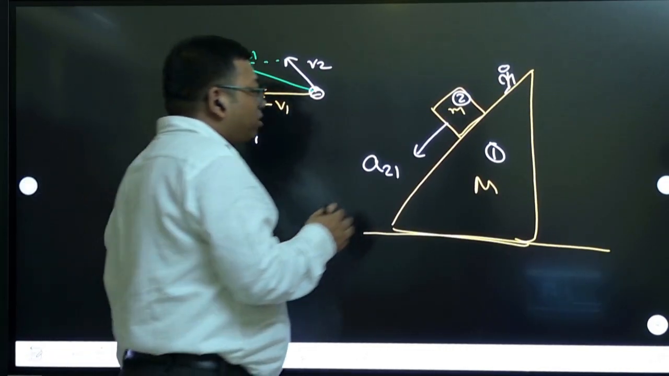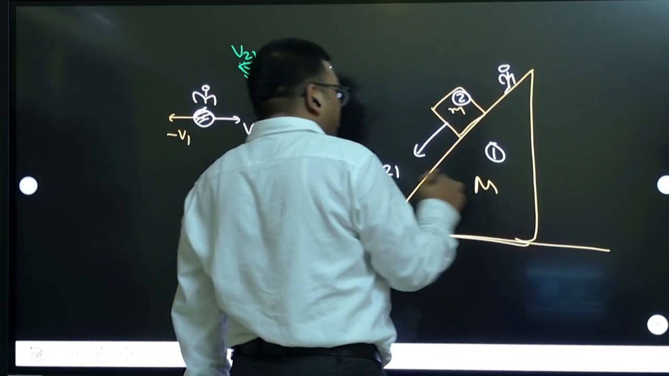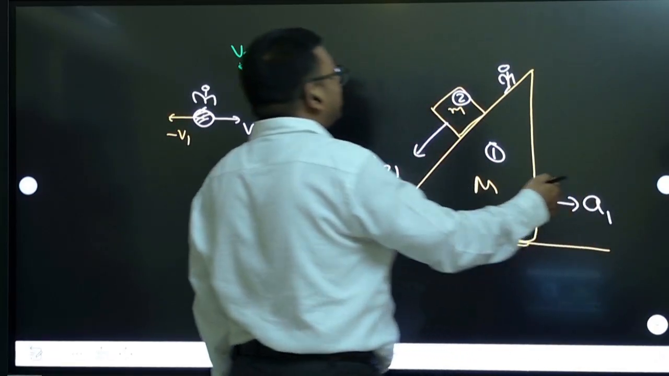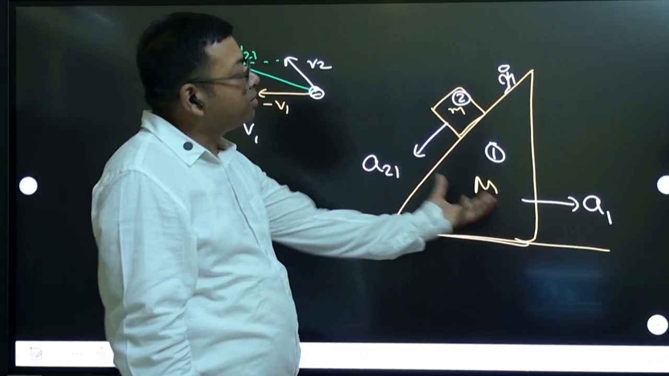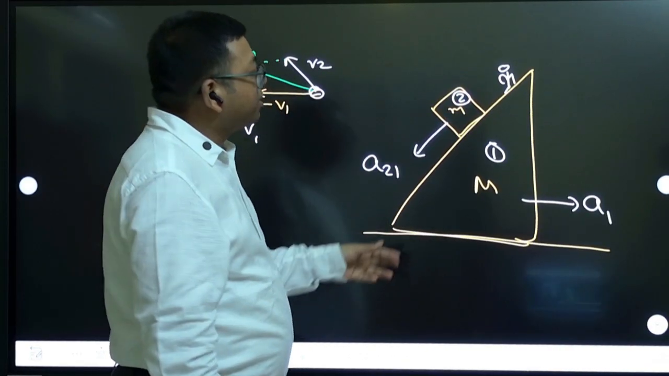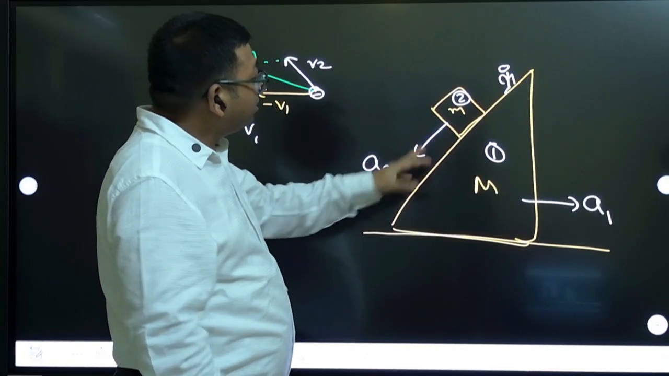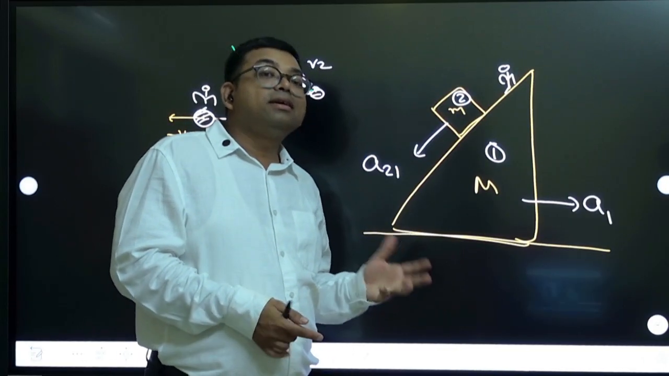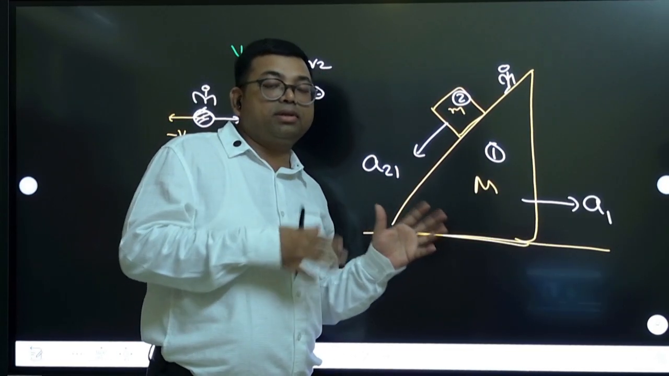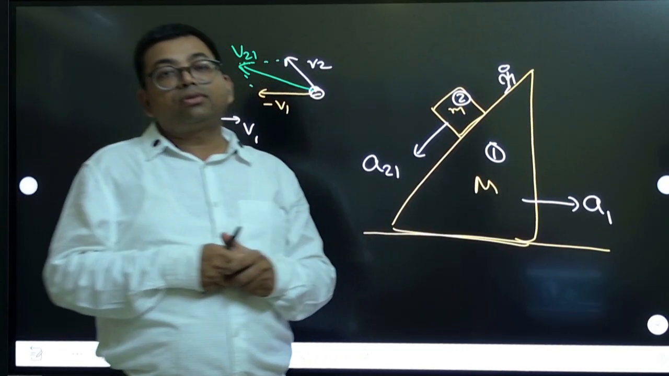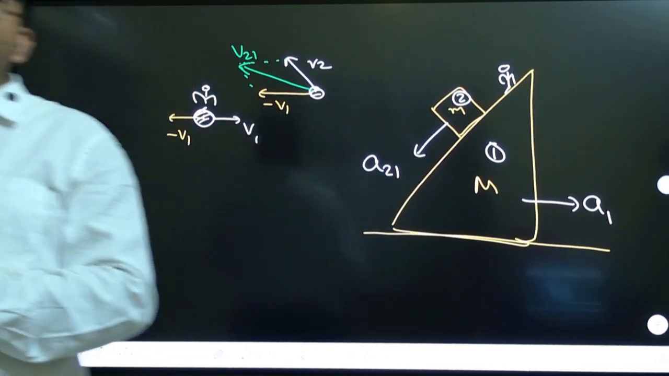But the acceleration of 1, as the block is going down, the wedge will be pushed backward. This is the acceleration of 1 with respect to ground, because with respect to ground it can only move this way, horizontally only. But how the second moves with respect to ground, that is where the complexity is. That's why the first day we solved that equation, and we have to remember it in order to solve problems quickly.